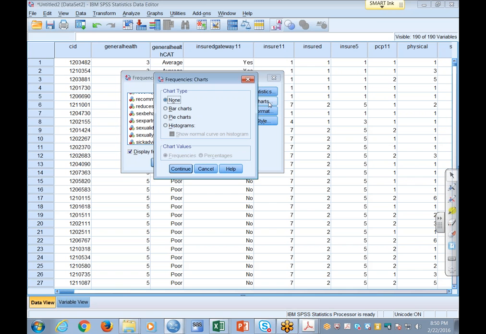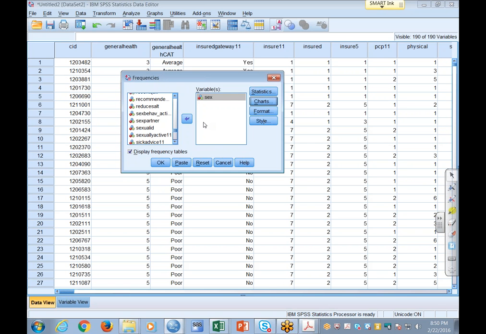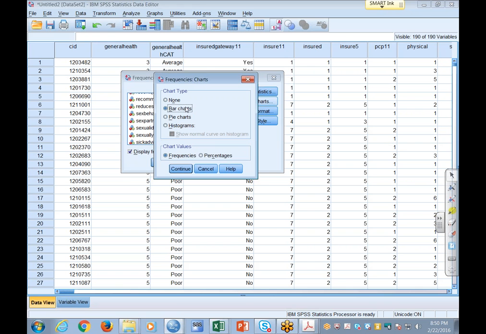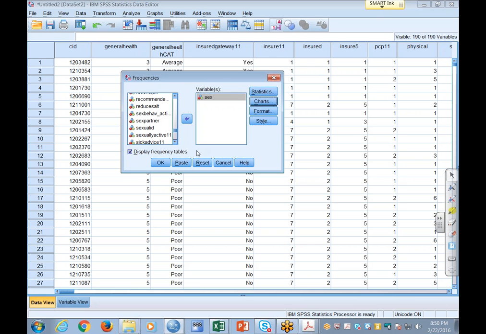So we are interested in charts. For instance, we might be interested in a bar chart or a pie chart. There are a few ways we can make charts here. Remember, we can actually go with the graphs function as well. But I'm going to say, okay, charts. I'm interested in a bar chart, and I want chart values, frequencies, or percentages. I'll stick with frequencies for now, and I'll say okay, let's see what kind of result we get.